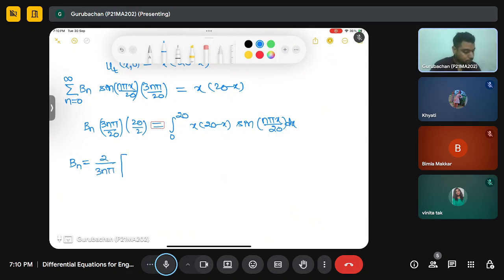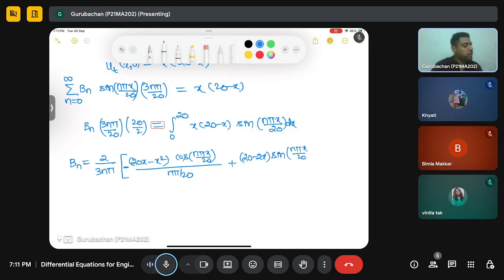divided by 3n pi, times 20x minus x square, and with negative sign cos of n pi x by 20 divided by n pi by 20, minus minus plus (20 minus 2x) sine n pi x by 20 divided by n pi by 20 whole square, and with negative sign, and negative negative will become positive, so this will be 2, but cos will give again a negative contribution, cos n pi x by 20 divided by n pi by 20 whole cube, from 0 to 20.